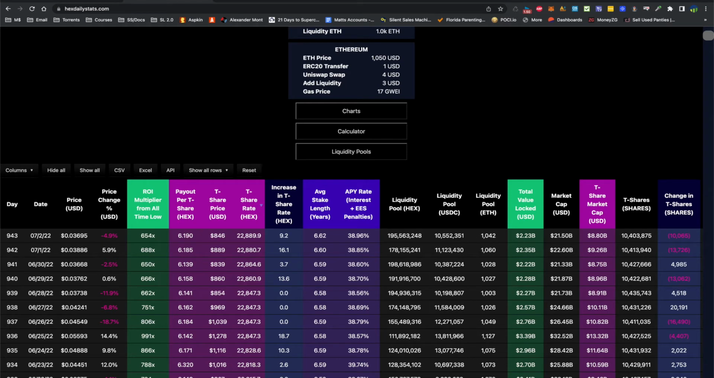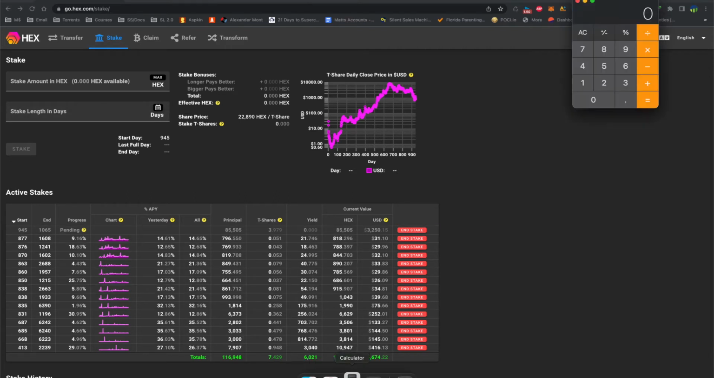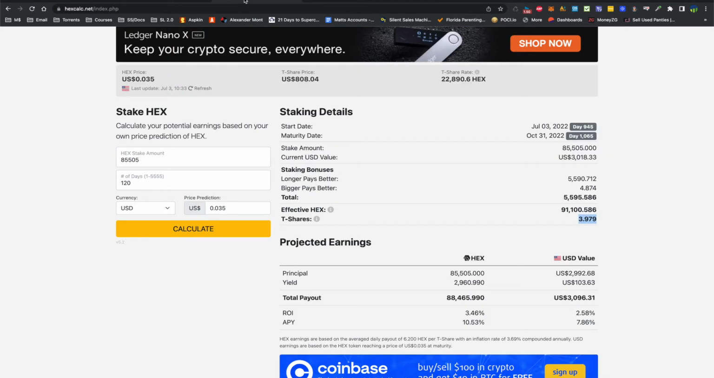Payout per T share is 6.19, so 3.979. So I'll earn 24.63 HEX per day for the next 120 days. And then plus whatever penalties there are just on this stake here. And then once it ends, I'll have almost, what was that, another 3,000 HEX. 2960.